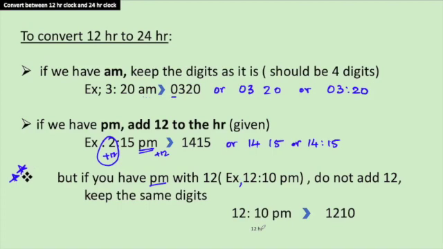So this is the 12-hour format because we have p.m. here, and this is the 24-hour format because we don't have a.m. or p.m. here.